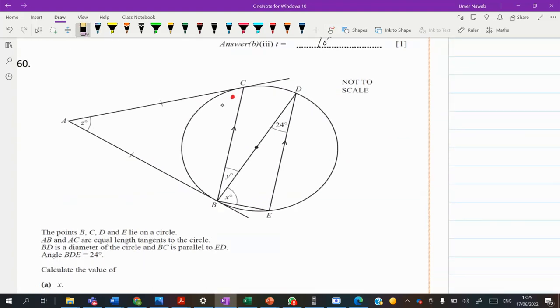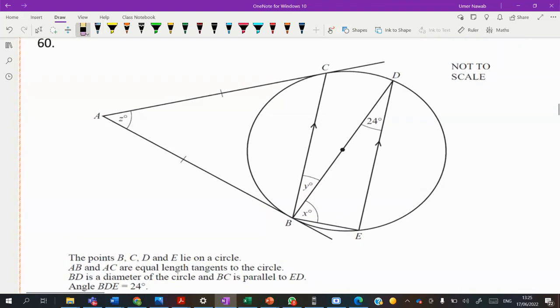The next question, number 60. We can see here, diameter first of all, where the diameter is joined. The diameter is joined here. So that has to be 90 degrees. The sum of these two angles will be subtracted from 180. It gives you x as 66.